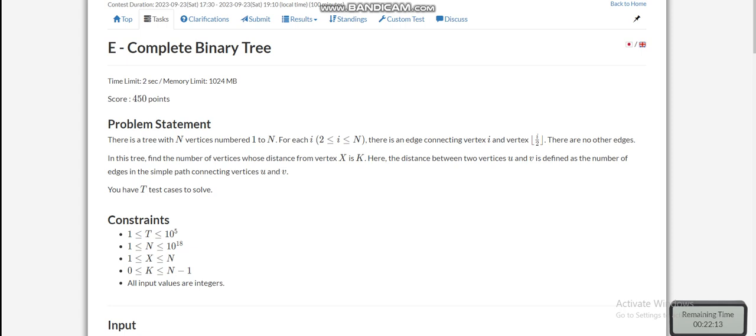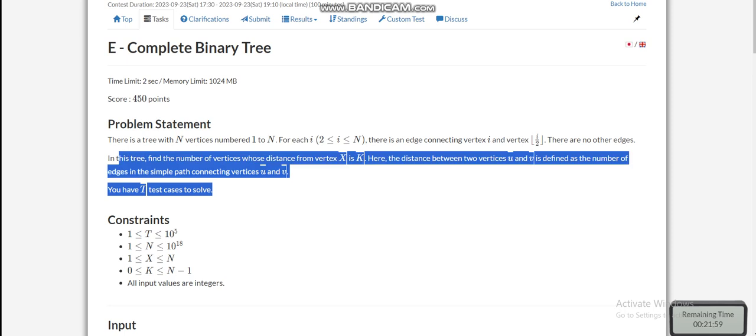Hello everyone. Today we are going to discuss the fifth problem of AtCoder Beginner Contest 321, which is Complete Binary Tree. The problem statements of this round are, I think, straightforward, not that much of a story. So that's why I enjoyed solving these problems. So what is the problem?